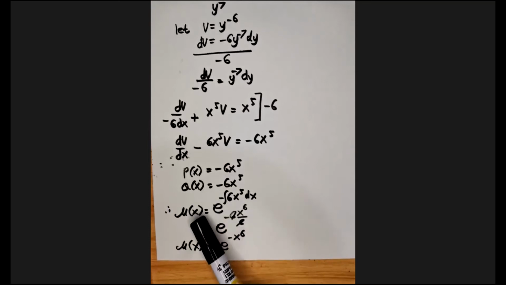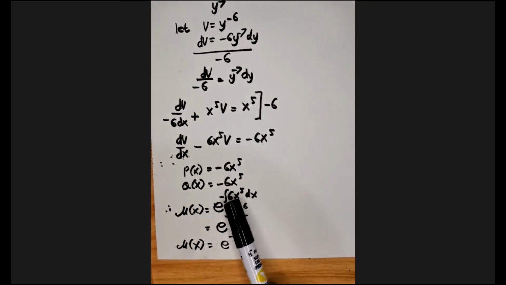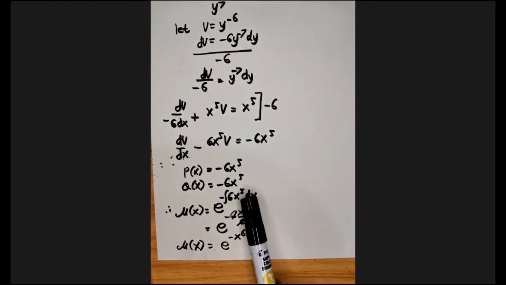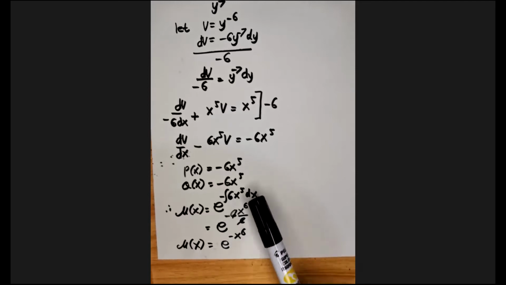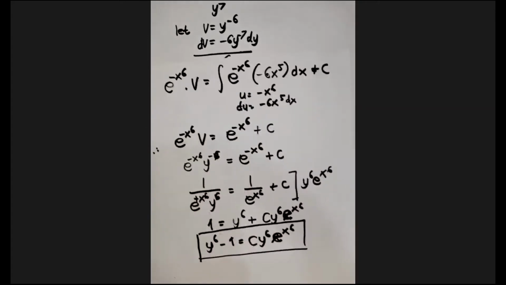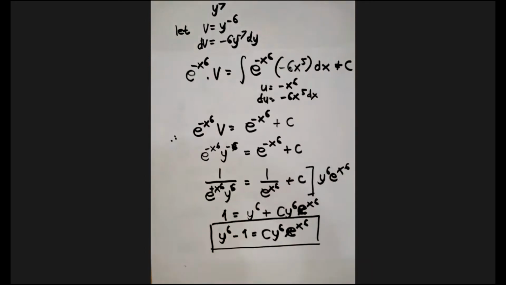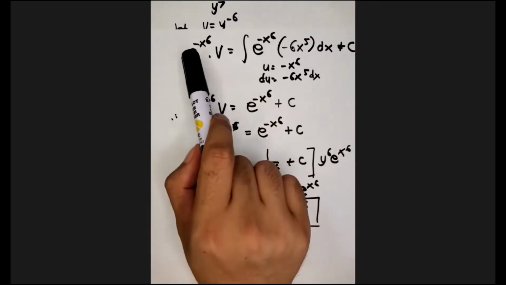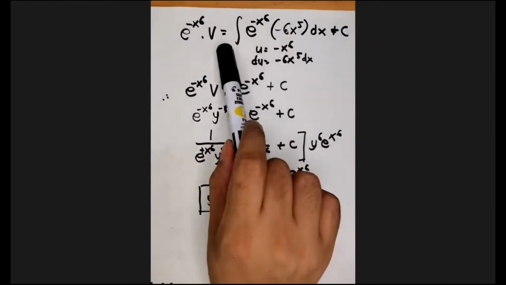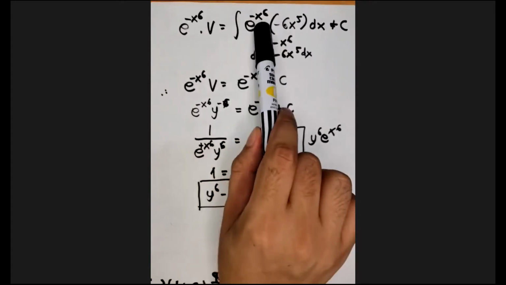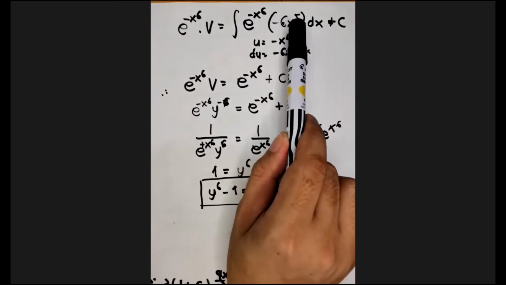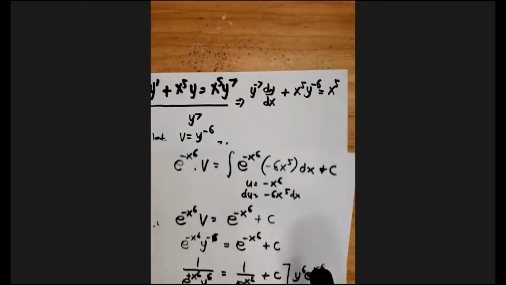So let's get the integrating factor, which is equal to e raised to the integral of negative 6x raised to 5. So if you get the integral of this, we'll have e raised to negative x raised to 6. So once we find that, let's substitute it into the given formula. So e raised to negative x raised to 6 times v is equal to the integral of e raised to negative x raised to 6 times the quantity negative 6x raised to 5. That is our q of x.